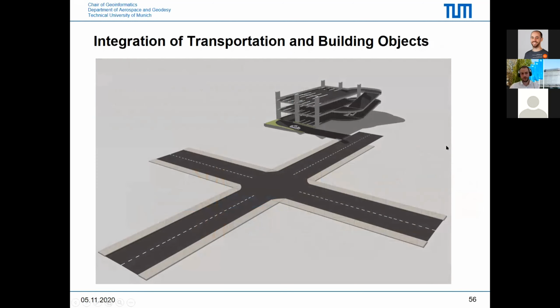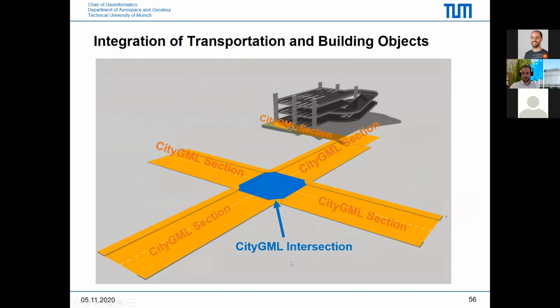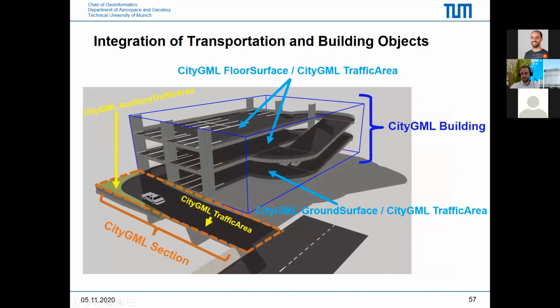Now I want to briefly introduce you to concepts for integration of transportation and building objects. So let's assume we have a transportation network split in sections and intersections, as I just showed to you, and here would be one dead end, which is a section leading to this parking garage house. Let's have a look at that building. This could be represented as a CityGML building, the entire thing, with floor surfaces and ground surfaces, as you might be used to from CityGML 2.0.